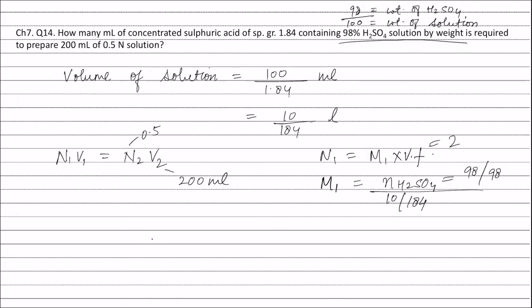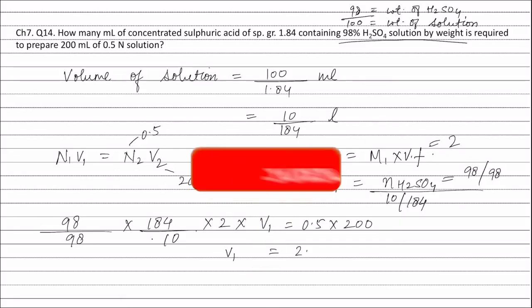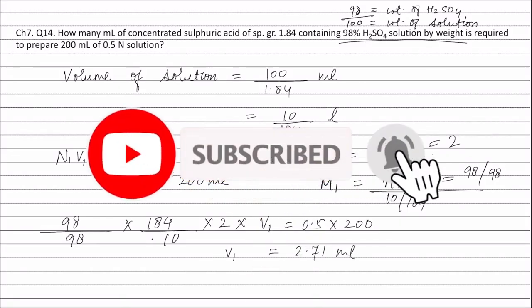Now putting the value of normality N1 in this equation, we get 98 divided by 98 into 184 divided by 10 into 2 into volume V1, and this is equal to 0.5 into 200. Solving this equation, we get the value of V1 equals to 2.71 milliliters.